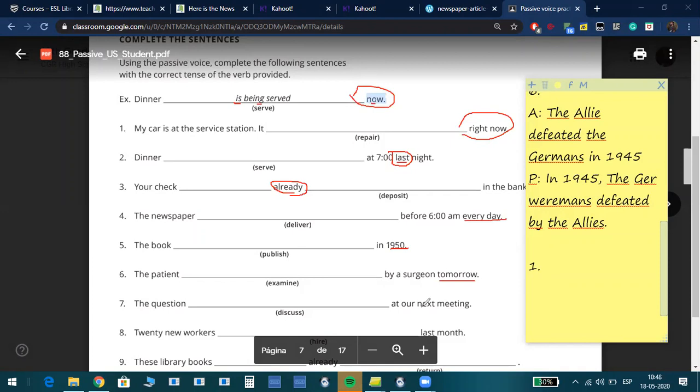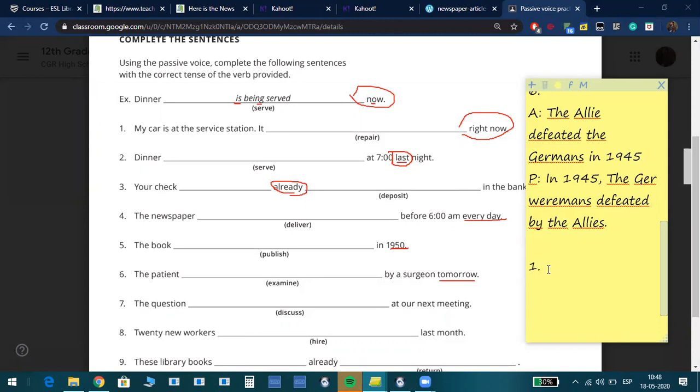So it says right now. What do you think, Master? It's being repaired? Yes. So it is being repaired. So we have present continuous, verb to be, because it's it. Present continuous verb to be is being. Esto siempre va junto. Verbo to be con being con ing cuando es, son continuos. It's being repaired. Y el verbo con ed es porque es regular. ¿Ya? Está siendo reparado. Right now.